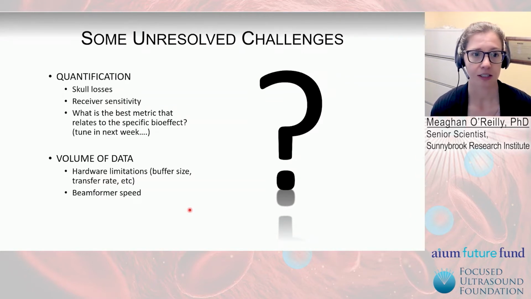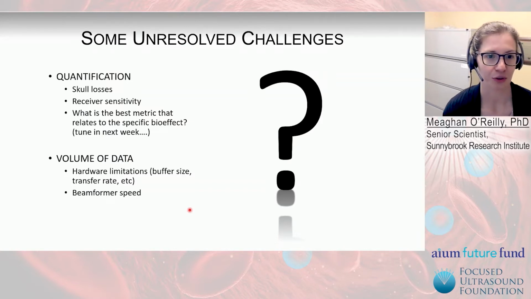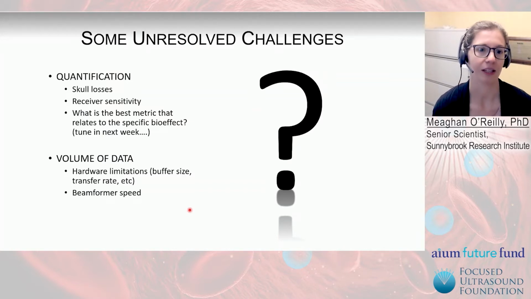Accounting for skull losses, accounting for receiver sensitivity. We often go with a more sensitive receiver, sacrificing bandwidth. And then of course we lose spectral content as a result. That might be very informative. And then there's the huge unanswered question of what is the best metric that relates to a specific bioeffect and how do we quantify that? I don't know that we'll get the answer next week, but we'll hopefully get a little bit more information on this when we talk about thresholds.